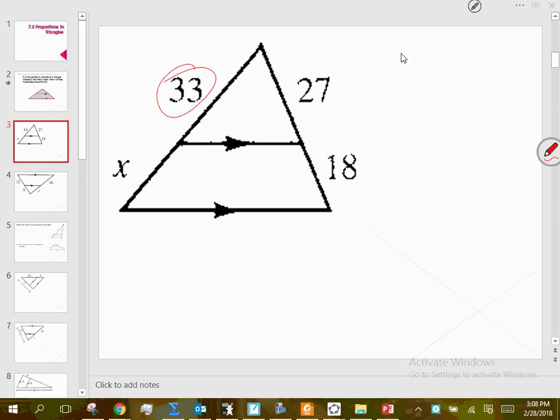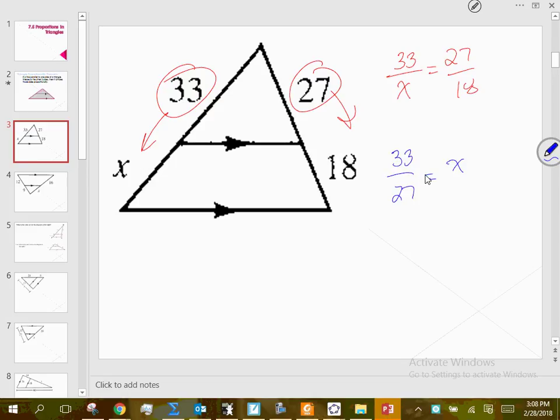What do you take 33 and compare it to? Compare it to x. So if I put 33 to x, I'm going to go 27, 18. That's pretty easy. Okay. Is it okay to do this? Flip-flop the means and say 33 compares to 27 as x compares to 18, because that's going from here across and then there across, right?